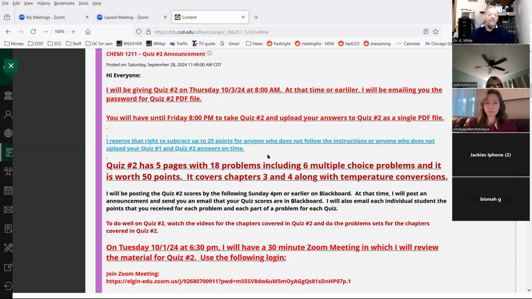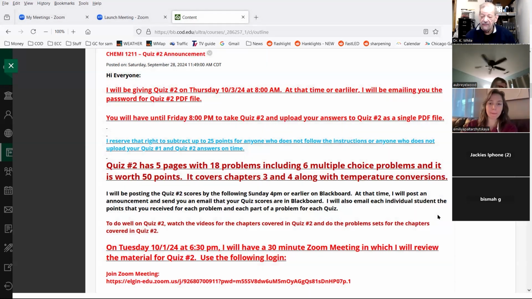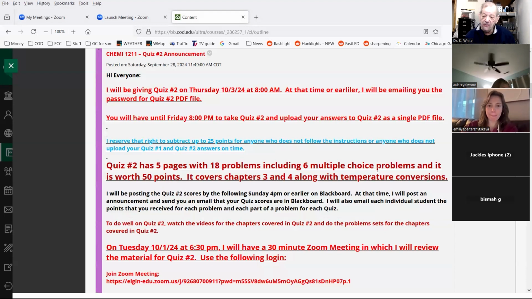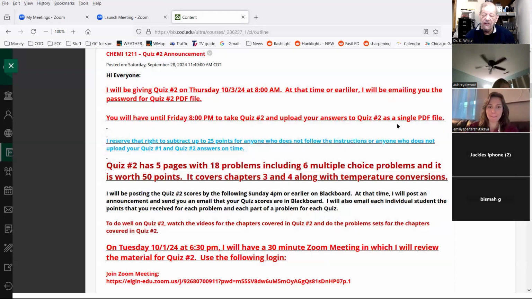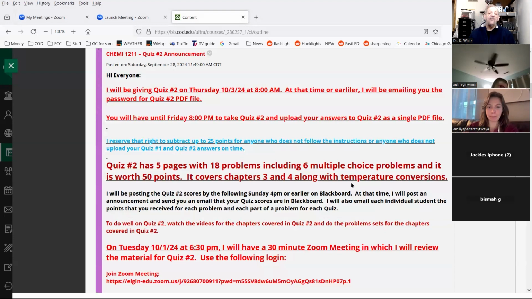Quiz 2 has 5 pages, 18 problems, including 6 multiple choice, and it's worth 50 points. It will cover chapters 3 and 4, along with temperature conversions. In other words, how to go from Fahrenheit to centigrade, or Celsius, and Celsius to Fahrenheit, and how to go from Celsius to Kelvin, the 3 different types.